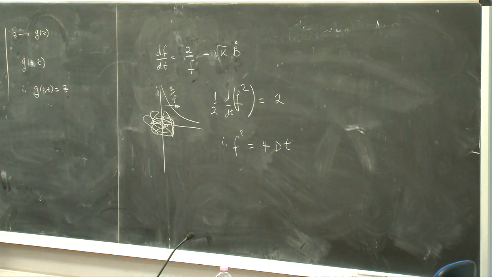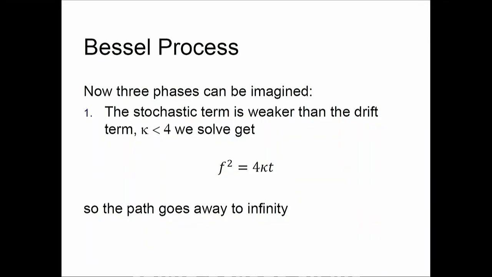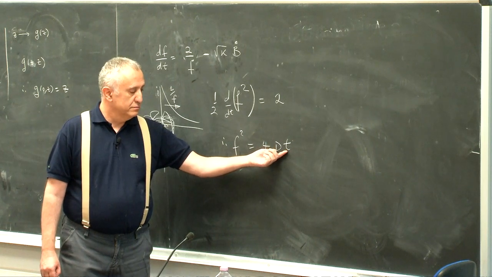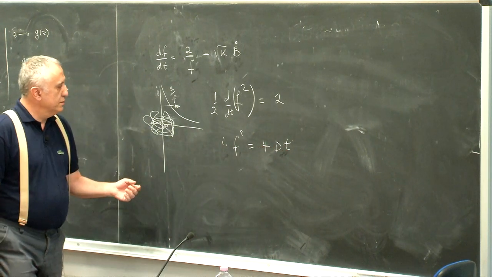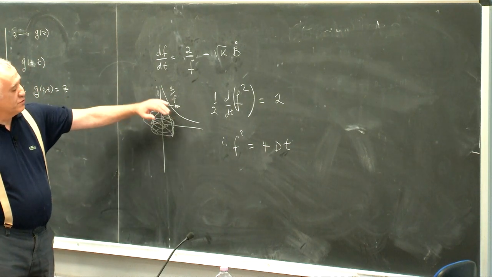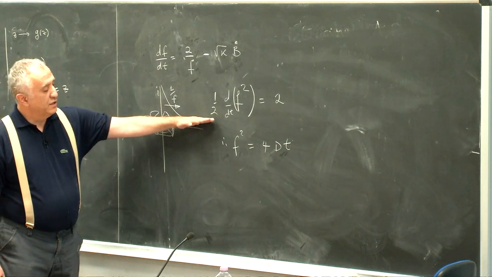It's just a force of habit. When I write a diffusion equation, I just automatically put a constant here. I don't need it. So what does this say? This says that you have a path which is going to infinity like a square root of t. And this is what I expected with this repulsive force. Just goes to infinity like a square root of t.